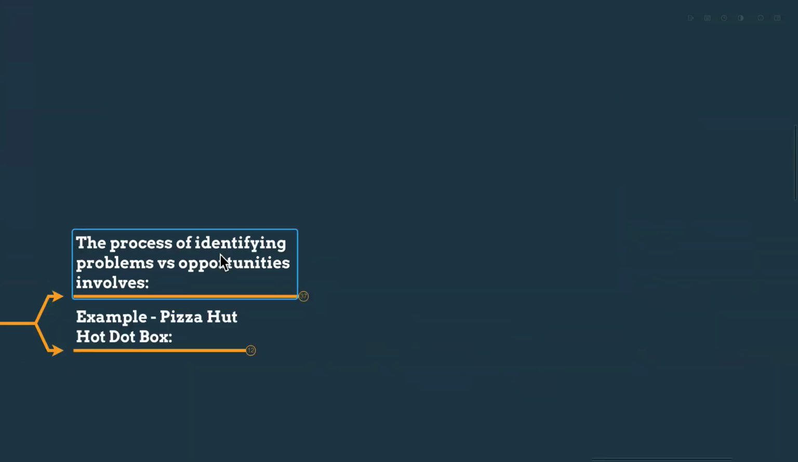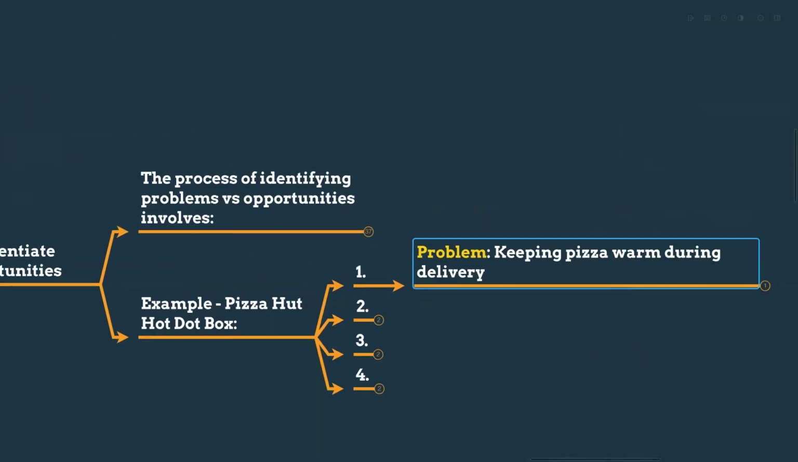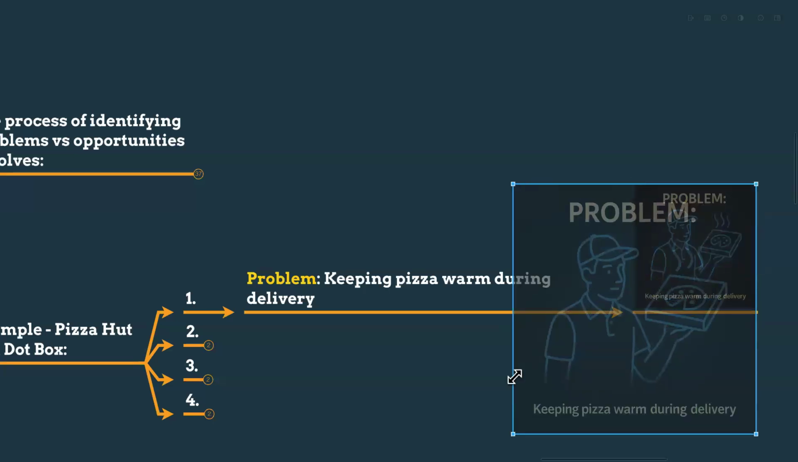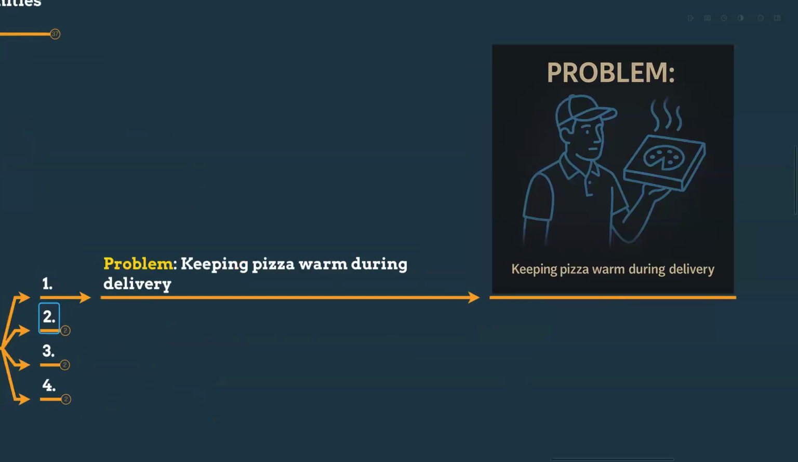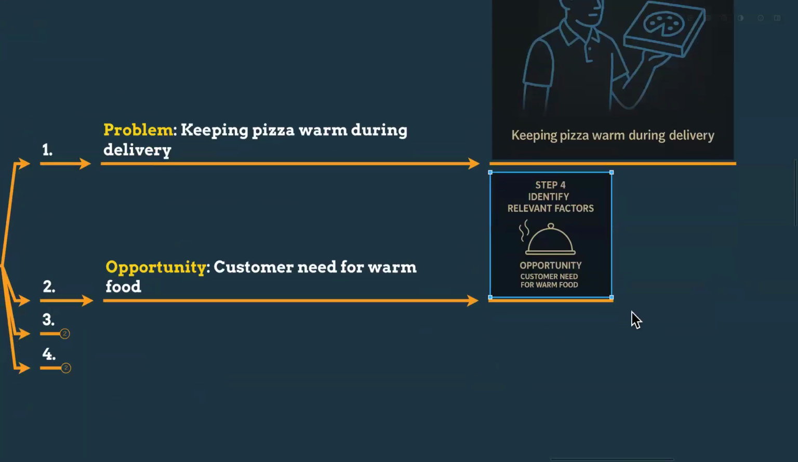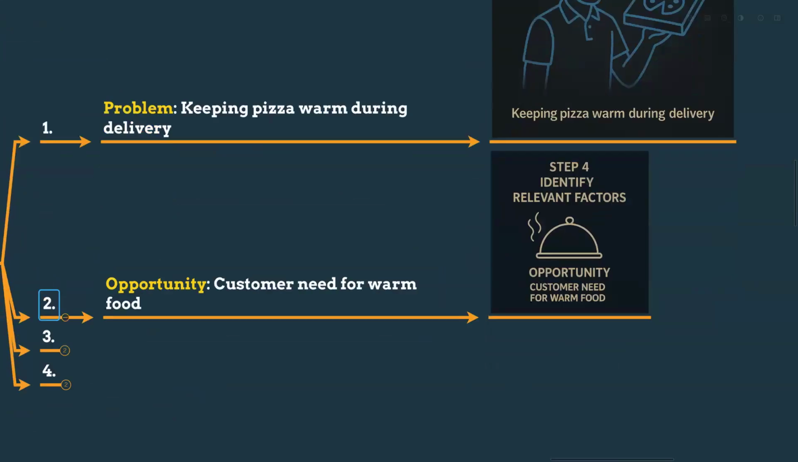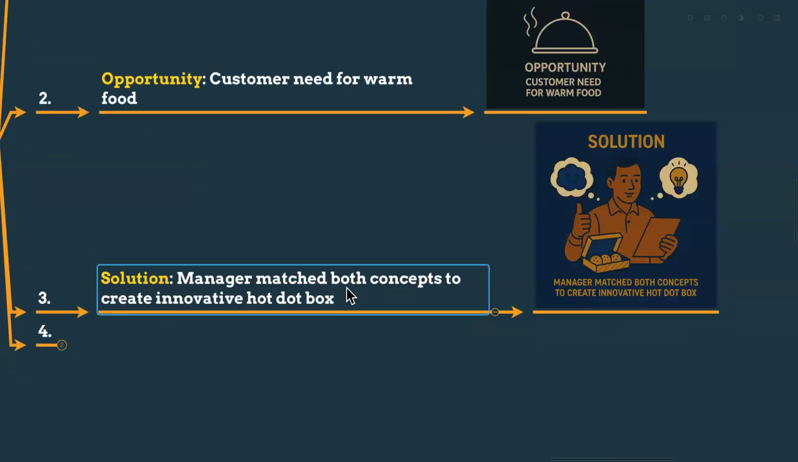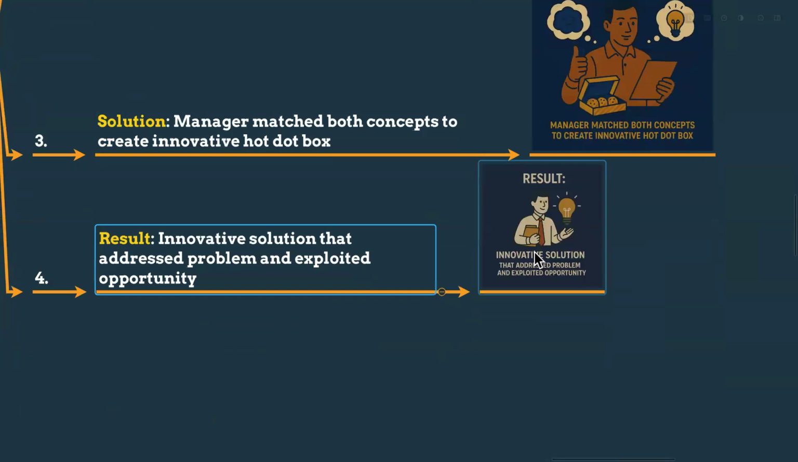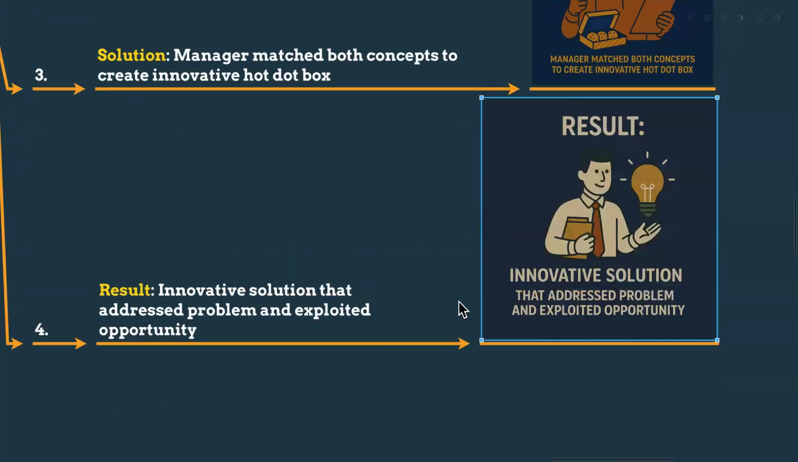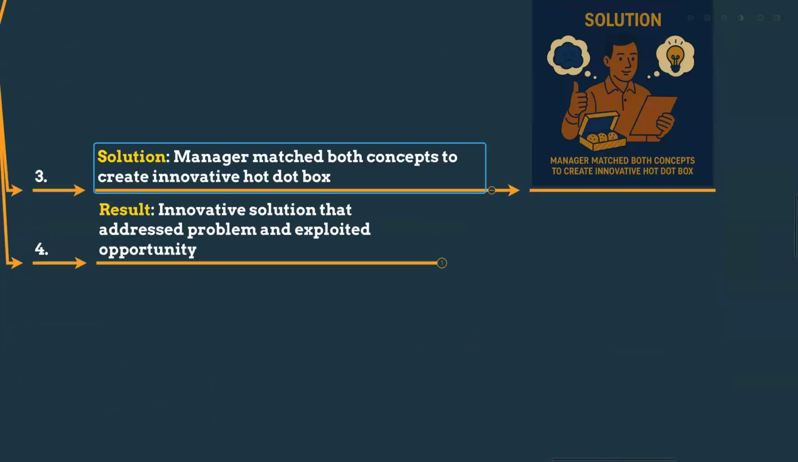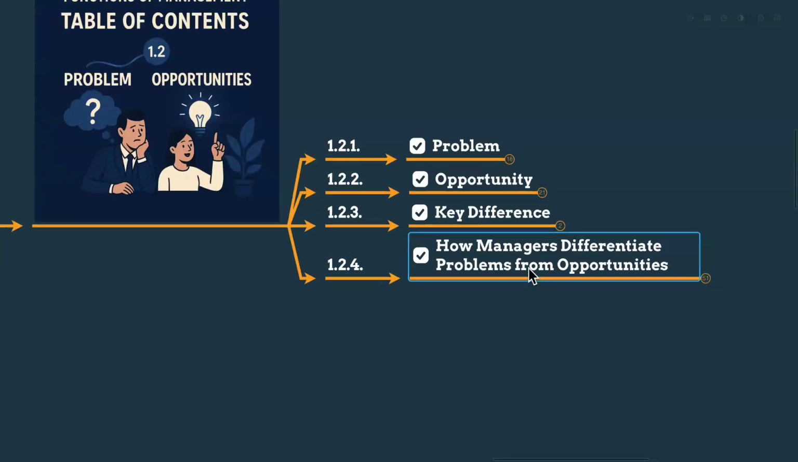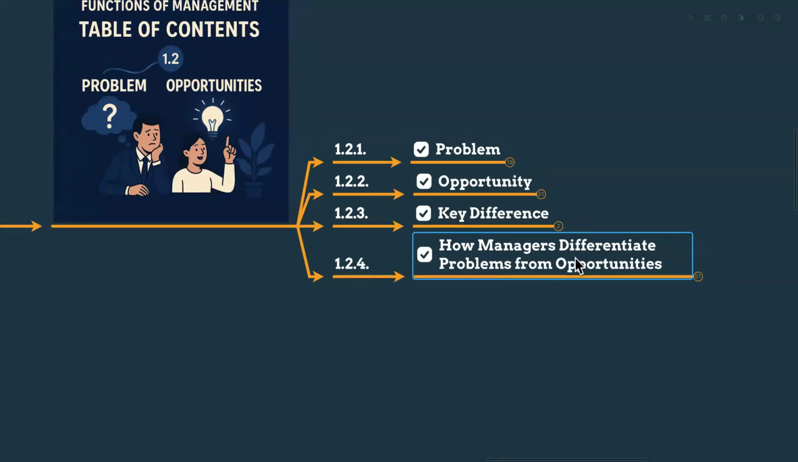So now you can consider why I'm thinking about this. Okay, so here see the example, the Pizza Hut hotbox. Keeping a pizza warm during delivery is the problem, right? And the opportunity is customers' need for warm food, as I explained earlier. And the solution is the manager matched both concepts to create the innovative hotbox, right? And the result is an innovative solution that addressed the problem and exploited the opportunity, right? So this is how managers should differentiate problems from opportunities.